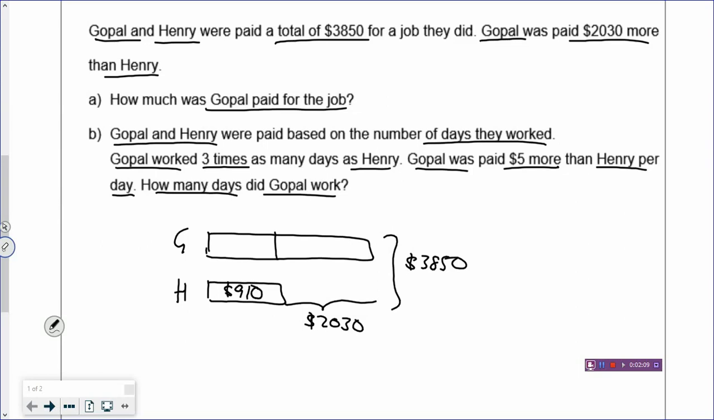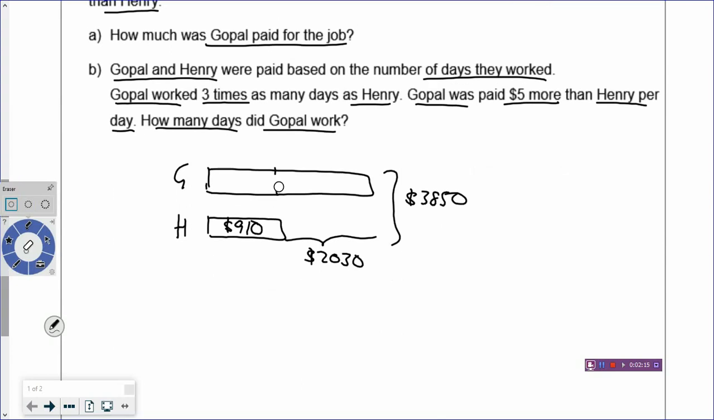Alright, then how much does Gopal have? Let me just erase the line so that we can put the number inside. So Gopal has 910 plus 2030, and you will get $2,940. So Gopal has $2,940. Alright, and you actually got the first answer. So how much was Gopal paid for the job? $2,940. So you get 1 mark.